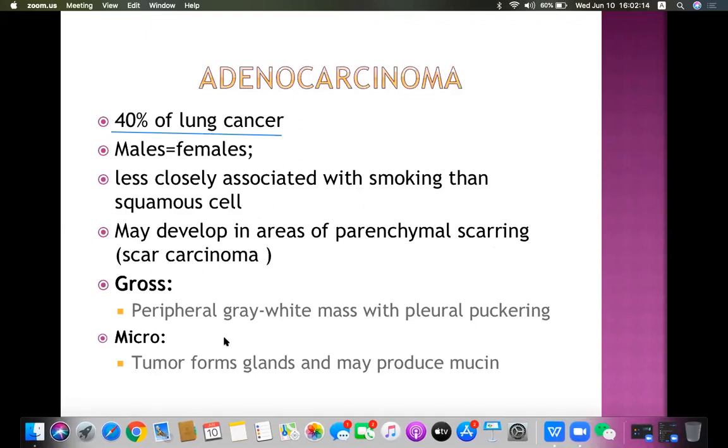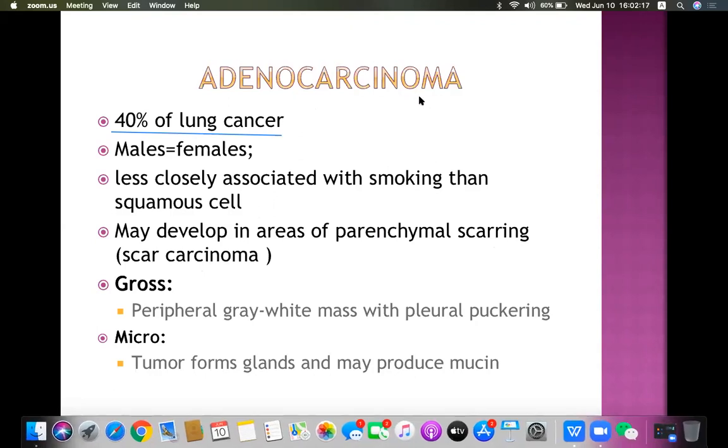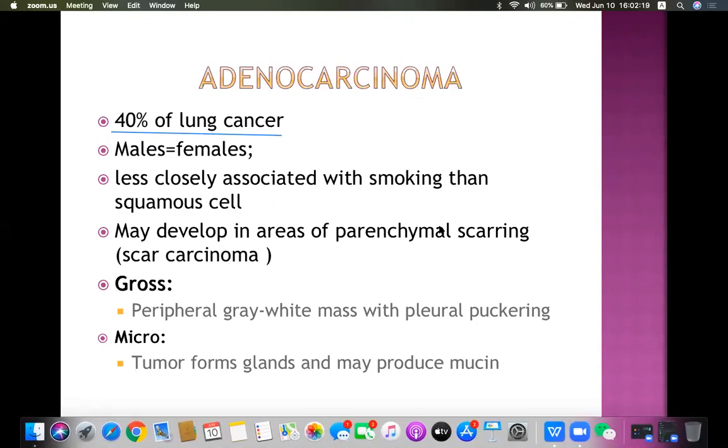Now, regarding the gross and microscopic features of adenocarcinoma of the lung, the adenocarcinoma is mainly present on the peripheral area and it draws pleura inside. So that is called pleural puckering. Okay, it is drawing pleura inside. So this is pleural puckering, and on the gross examination that mass looks grayish white, probably because of some areas of necrosis and calcification. Frankly speaking, necrosis areas look black, but that is a hallmark of malignancy.